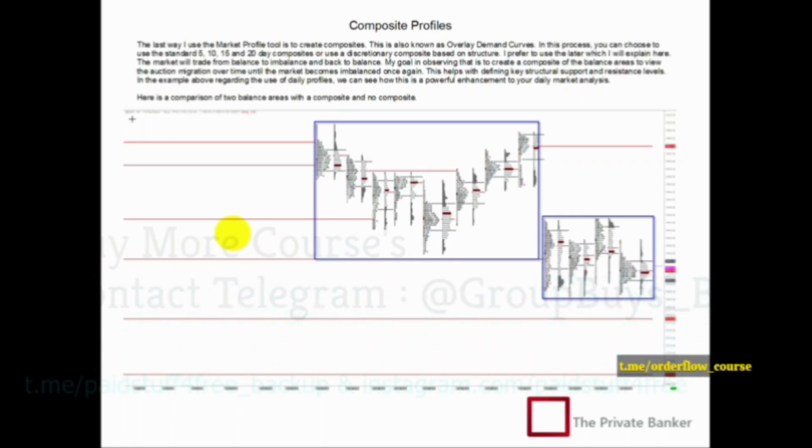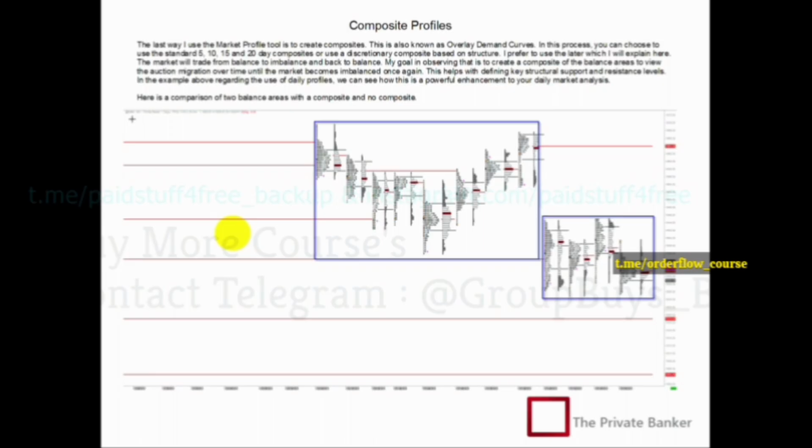The reason for this is the market will obviously trade from balance to imbalance and back into balance, and my goal in observing this is to create a composite of the balance areas to view the auction migration over time until the market becomes imbalanced once again, or to provide a more dynamic way of seeing how the market is rotating between these balance areas. I think this is helpful in defining key structural support and resistance areas.